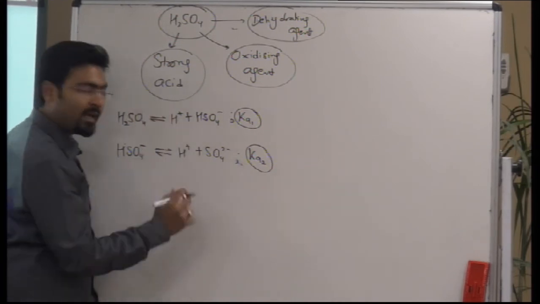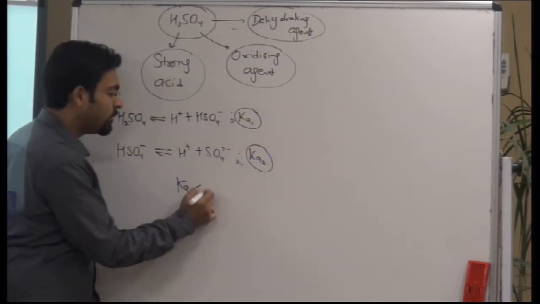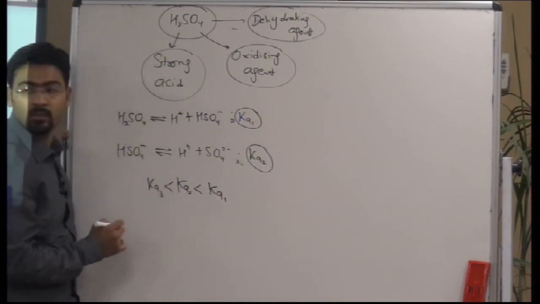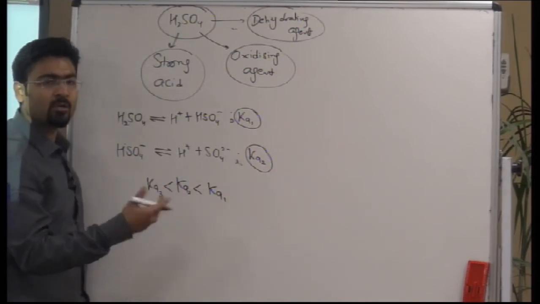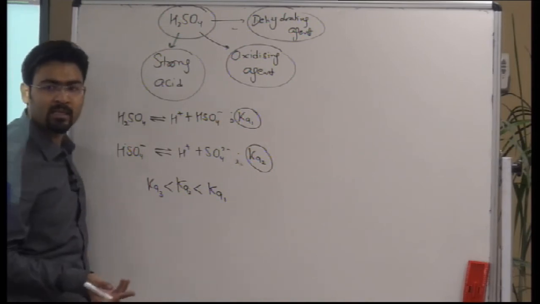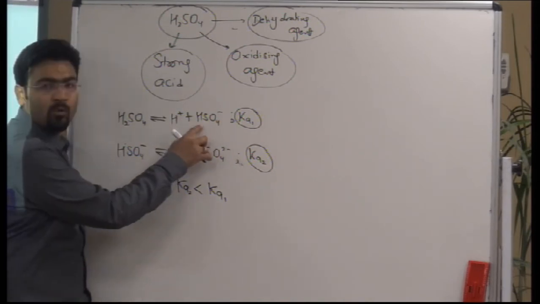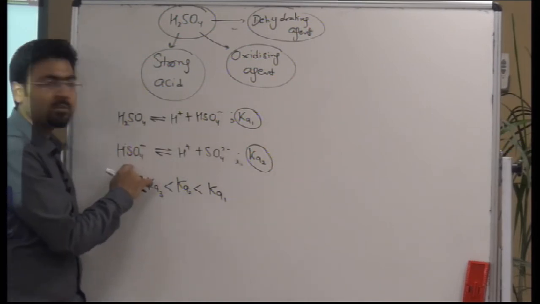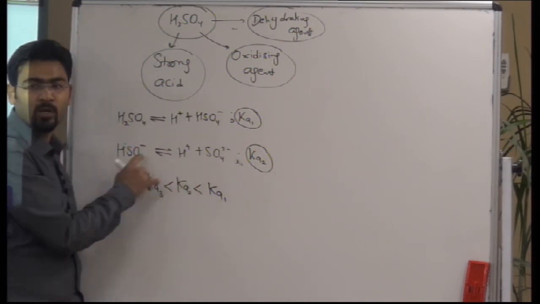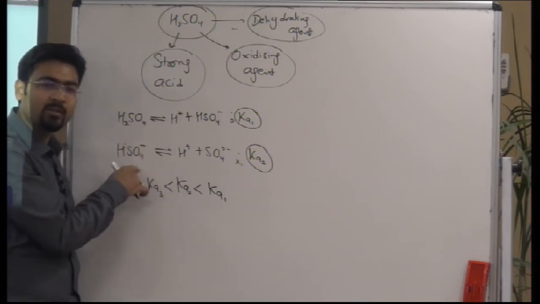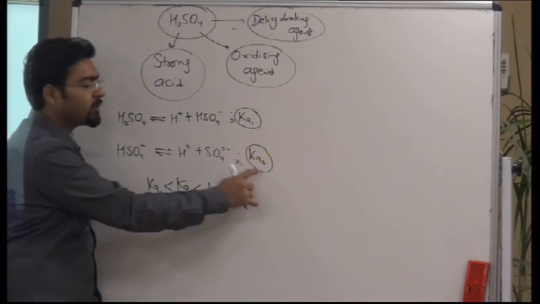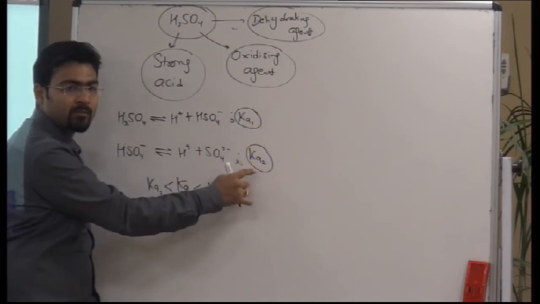For any acid, Ka2 is lesser than Ka1, and Ka3 is lesser than Ka2. So the successive ionization constants of any polybasic acid decrease, because once you have removed an H+ from the molecule, it becomes difficult to remove another H+, because it has become negatively charged. Right? So it will obviously be slightly difficult. So the equilibrium constant of such reactions will be lower than the previous one.